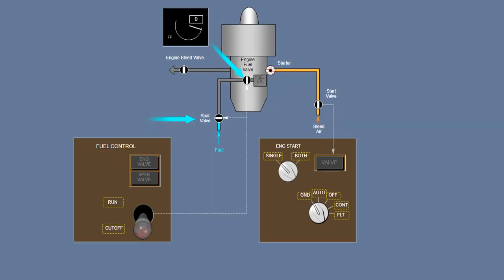The fuel control switch opens the spar and engine fuel valves, allowing the fuel to flow to the fuel control unit, and also activates the selected ignition. The engine should light off and accelerate.